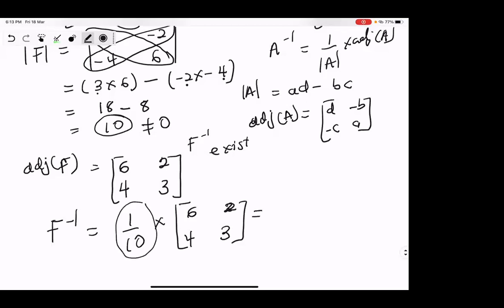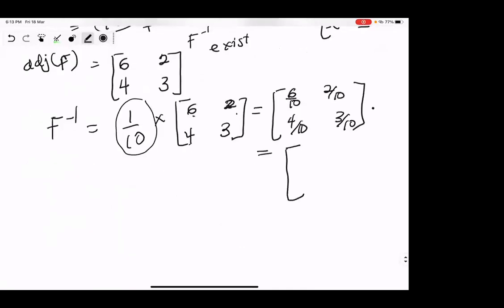So we multiply the scalar by each and every component of the adjoint, and that will give us 6 over 10, 2 over 10, 4 over 10, and 3 over 10. You can leave your answer in this form, or you can simplify further, but do not leave your answer in decimal forms. Okay, so here will be 3 over 5, 1 over 5, 2 over 5, and still 3 over 10.